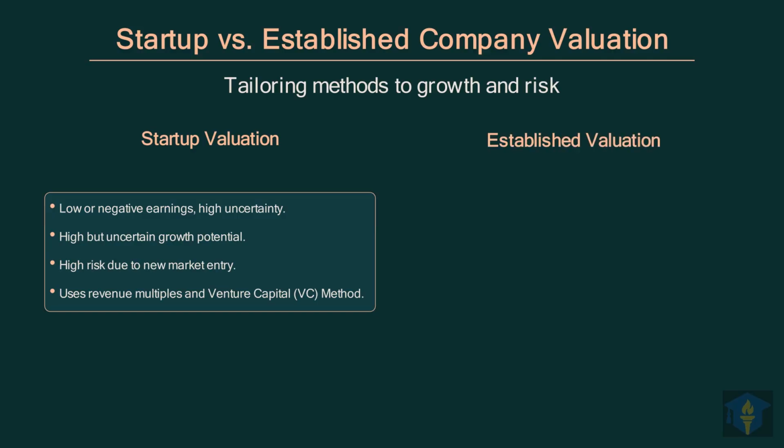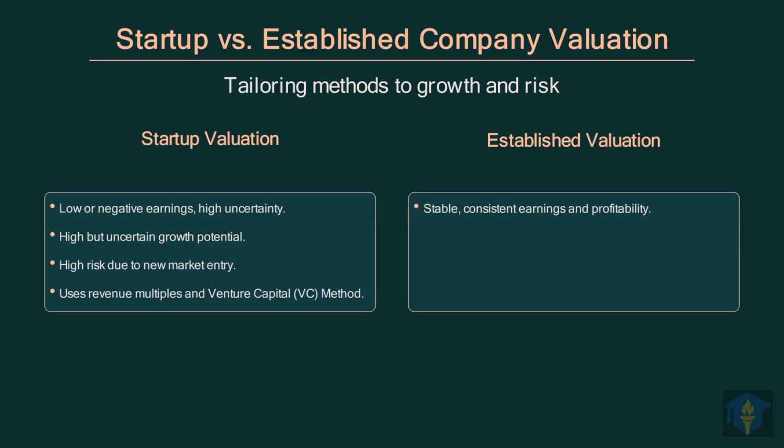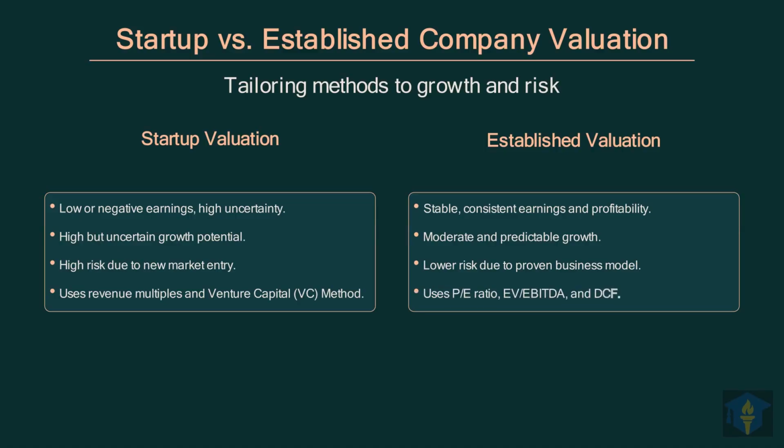Now, let's turn our attention to the valuation of established companies, which have a proven track record. Established companies typically exhibit stable, consistent earnings and a clear path to profitability. Their growth is generally moderate and more predictable, allowing for traditional forecasting methods. With a proven business model, they carry lower risk, making their future performance easier to assess. For these firms, we commonly use metrics like the P/E ratio, EV/EBITDA, and discounted cash flow.